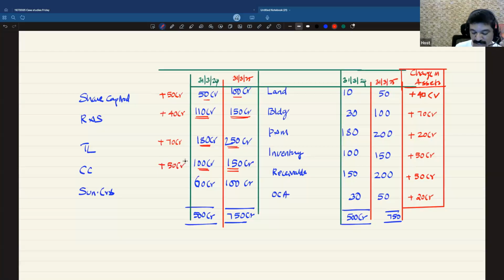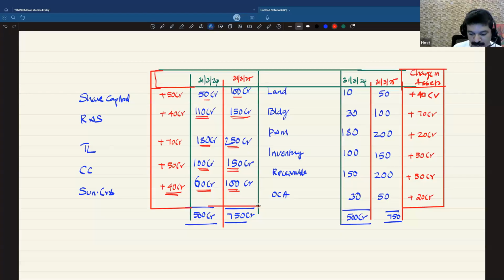And what is the change that happened in sundry creditors? It increased from 60 crore to 100 crore, that is, it increased by 40 crore. So this is the change that happened in sources of finance. Okay. The uses of finance we have already covered.